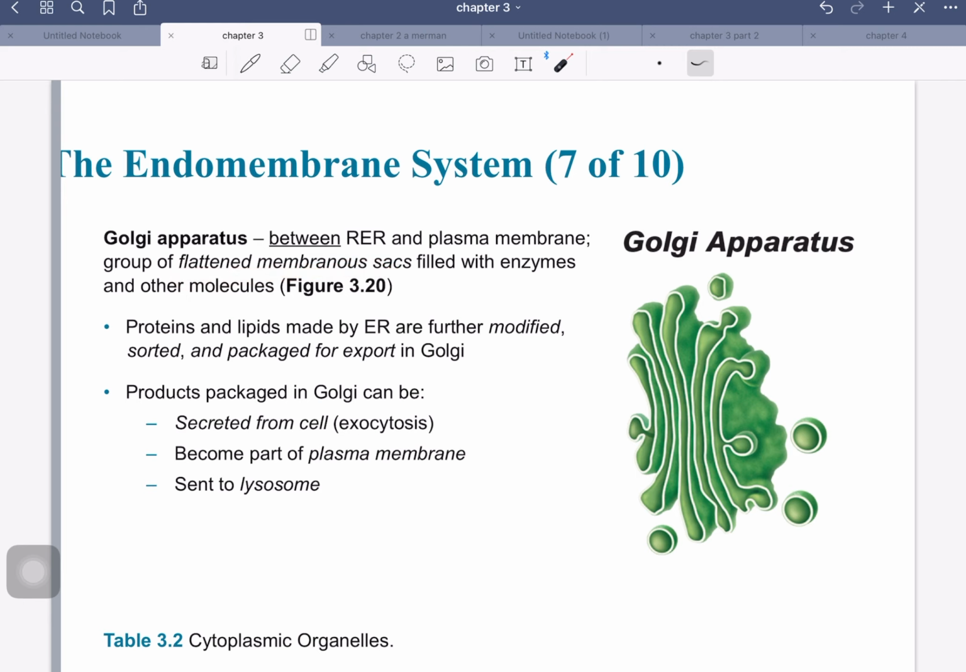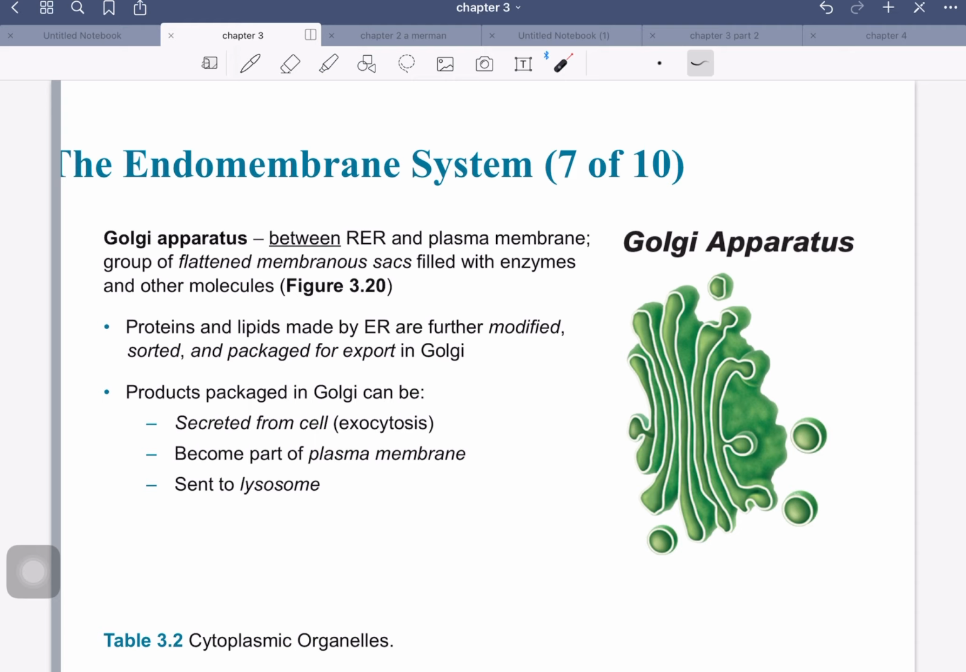So what do we have happening here? Well, proteins and lipids made by the ER are modified. They're sorted and they're packaged for export in the Golgi. So the Golgi isn't necessarily making them, but it's really about modification, package, and getting it ready for shipping.